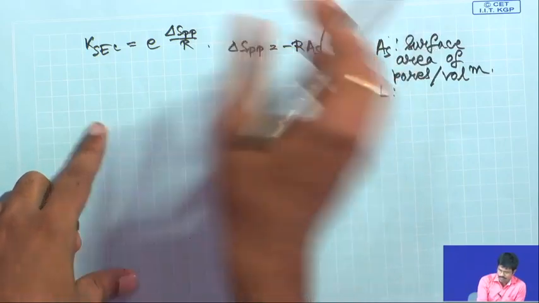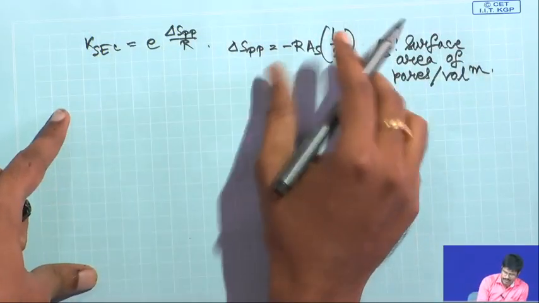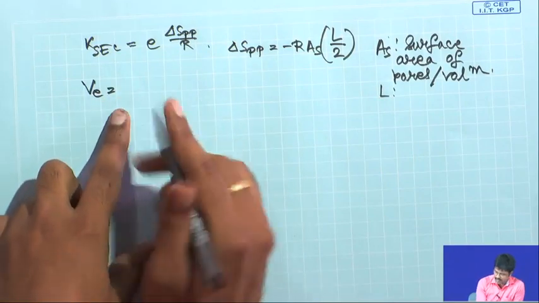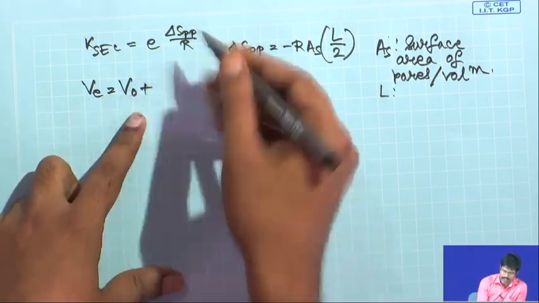So, if you now use this expression in the expression of V_E, V_E equals V_0 plus V_I into K_ACC.